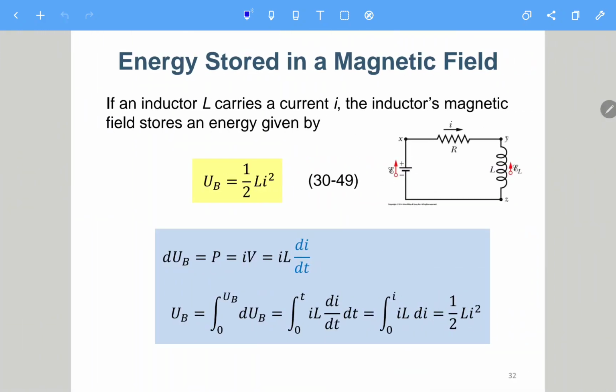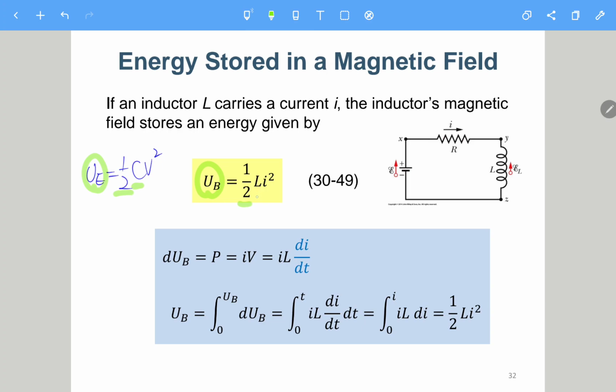Okay, so next we talk about the energy stored in a magnetic field. In chapter 25 we talked about the energy stored in the electric field. If you still remember, the expression is UE equals 1/2 CV squared. So this is still a duality. You can see this is UE, this is UB. The 1/2 are the same. The electric field is stored in the capacitor, stored in the E field. The E field is generated by the capacitor.